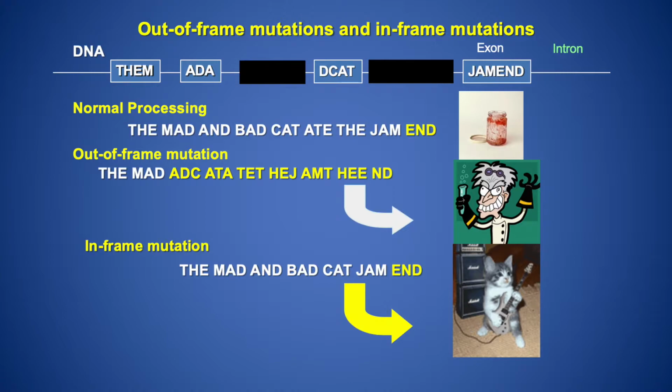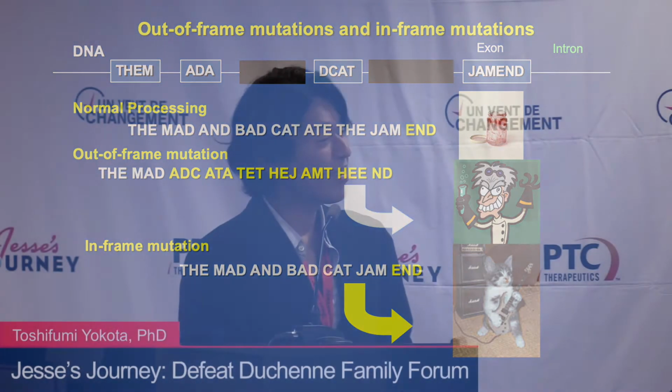So in this case, you have "the mat at"... it doesn't make sense. So this is a result. If you have deletion of this exon, it has 6 letters. So it's in frame. You can divide by 3. So the resulting product is "the mat and bat cat jam." So this might mean this. So in frame mutation still makes sense and is much better than out of frame mutations. Okay, so our goal is to switch from out of frame to in frame mutations.